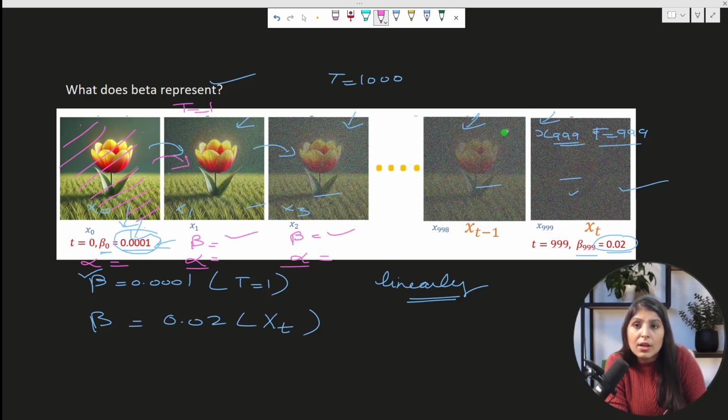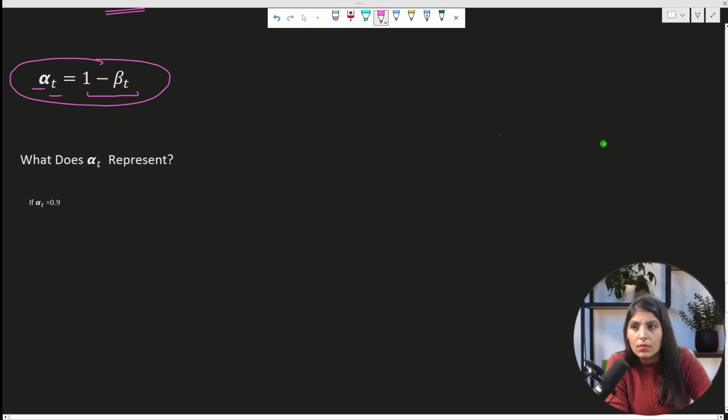And here also we are mentioning, at the second last time step, at each time step actually, we are going to define the value of beta and alpha. Beta means how much noise you want to add, alpha means how much information of the image you want to have, means the original image has this information, how much of it you want to preserve or retain.